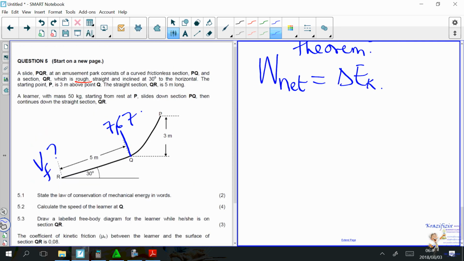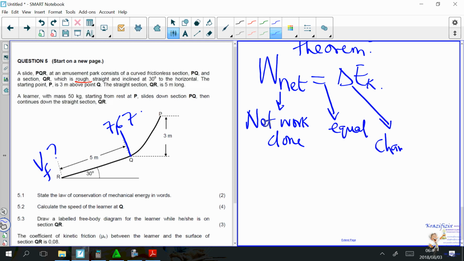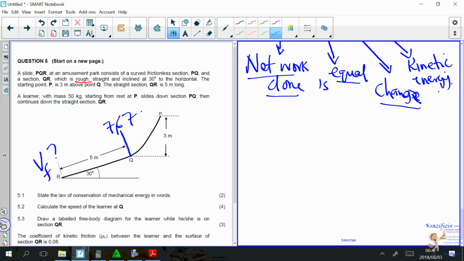Now, if you were to read this, what would you say? Work net or net work done. The net work done is equal to the change in kinetic energy. Do you know that is your law, or that's your work energy theorem already? The net work done on an object is equal to the change in kinetic energy. Okay, now let's quickly answer this question.